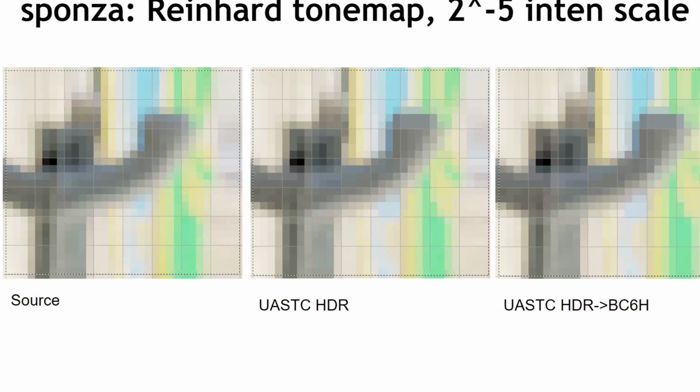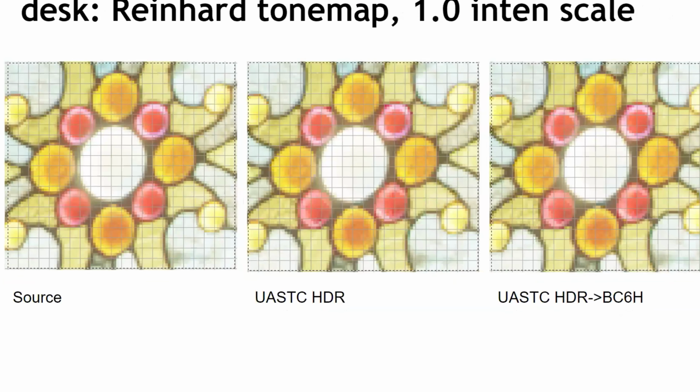So I'm going to go to some other examples. Here's another one, desk. Again, with the same tone mapper, so we can visualize this in slides reliably. Left is the source, middle is our ASTC HDR subset, and then right is the tone map. I'm sorry, right is the BC6H transcode.